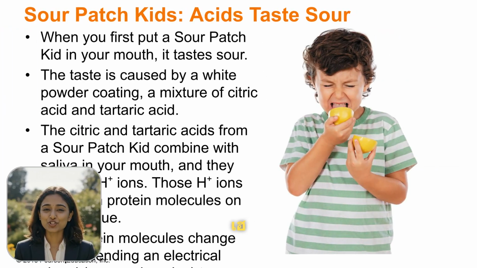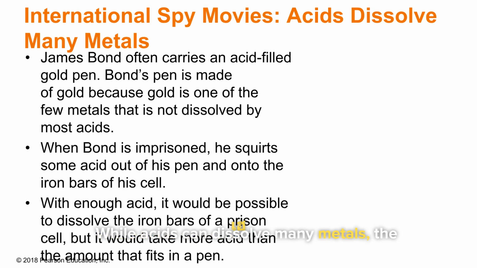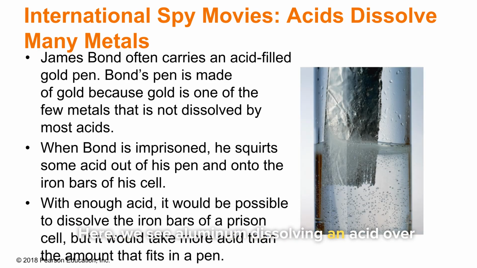You might recognize the sharp, sour taste of citric and tartaric acids in candy. When these acids hit your tongue, they produce hydrogen ions that trigger a signal to your brain. While acids can dissolve many metals, the amount required to dissolve something substantial like prison bars would be far more than what you could carry in a pen. Here, we see aluminum dissolving in acid over time.